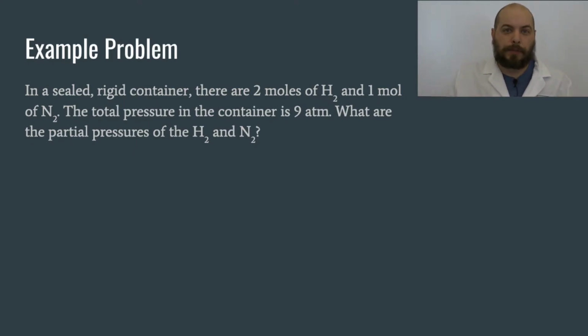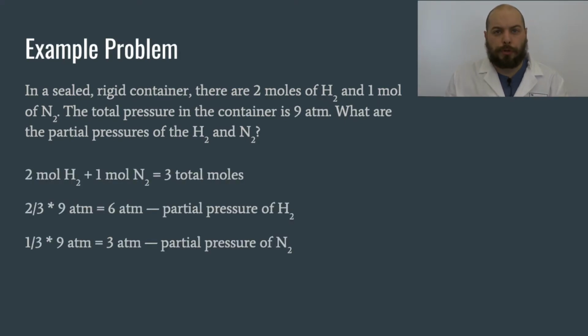Well, PV equals nRT, which means that the partial pressure is relative to the number of moles. So if we look at number of moles, hydrogen makes up 2/3 of the total number of moles, which means it also makes up 2/3 of the total pressure. Nitrogen makes up 1/3 of the total number of moles, which means it makes up 1/3 of the total pressure. What that tells me is that the hydrogen would have a partial pressure of 6 atmospheres, and the nitrogen would have a partial pressure of 3 atmospheres. Those 2 partial pressures add up to 9, which is the total pressure that I've seen in the container.